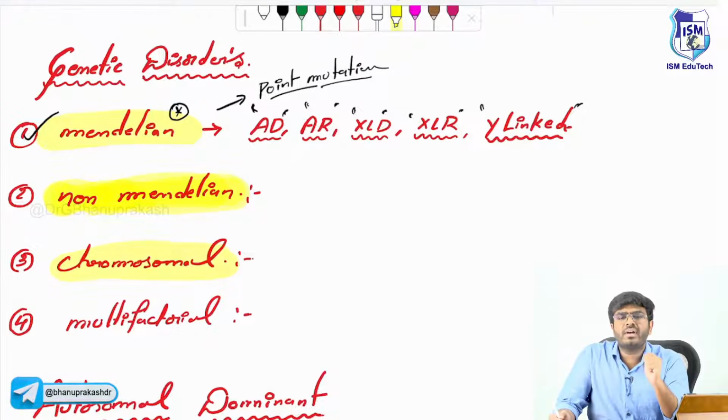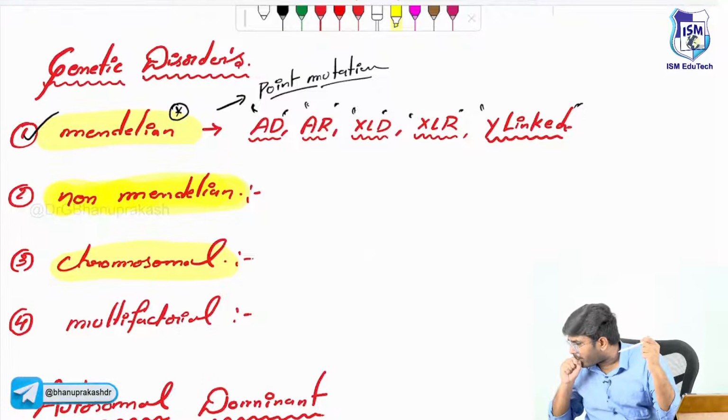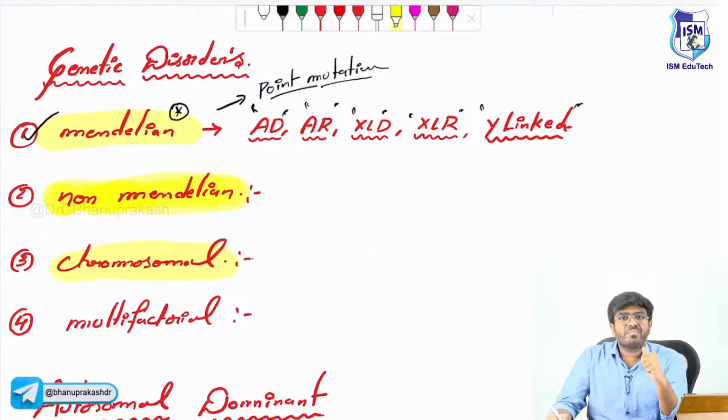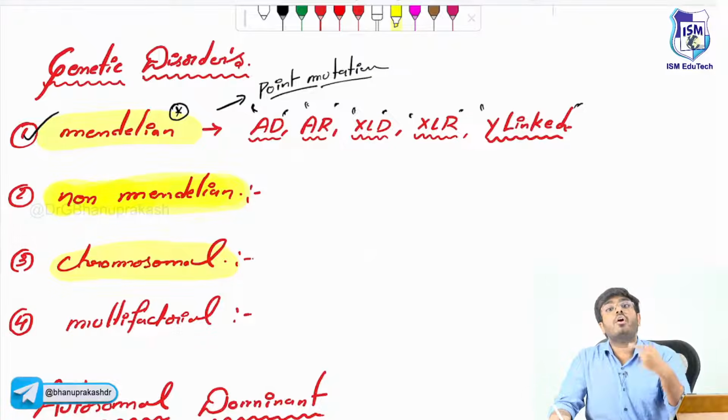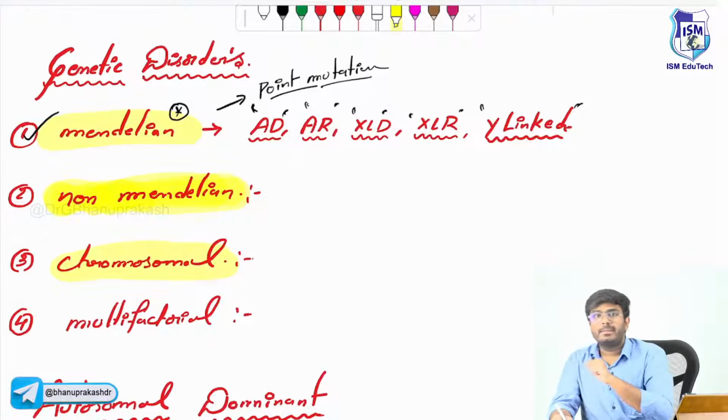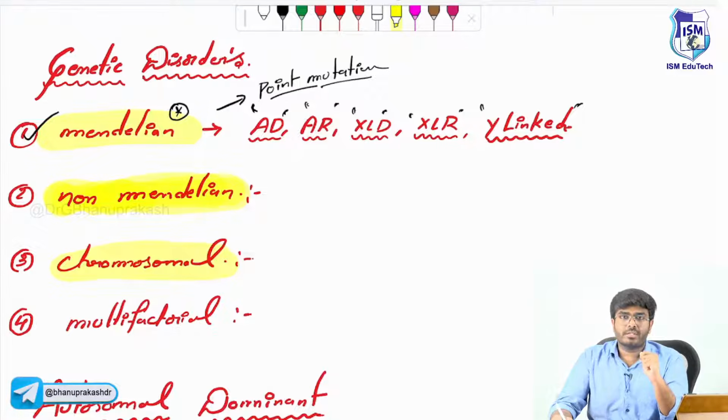For example, Down syndrome. What exactly is Down syndrome? Sir, Down syndrome is trisomy 21, which means it's a chromosomal disorder. One extra chromosome came. Turner's. What exactly is Turner's? 45X0. X0, 0 stands for one chromosome lost. One X chromosome is lost. So they are the chromosomal disorders. Turner's, Edwards, Patau, Klinefelter's. Okay, these are all the chromosomal disorders.